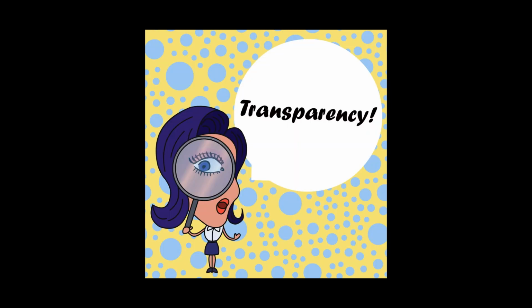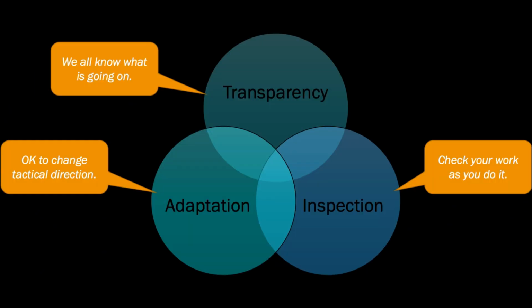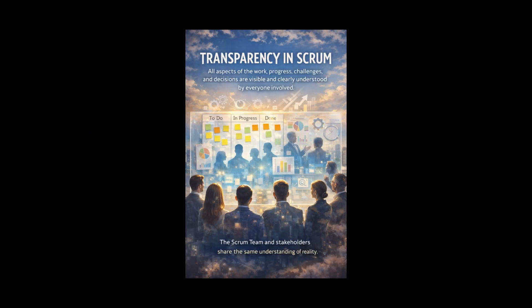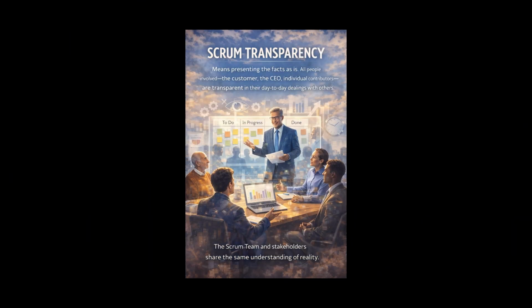Transparency is one of the three pillars of Scrum alongside inspection and adaptation and is fundamental to Scrum's effectiveness. Transparency in Scrum means that all aspects of the work, progress, challenges, and decisions are visible and clearly understood by everyone involved. So the Scrum team and stakeholders share the same understanding of reality. Transparency presents the facts as is.